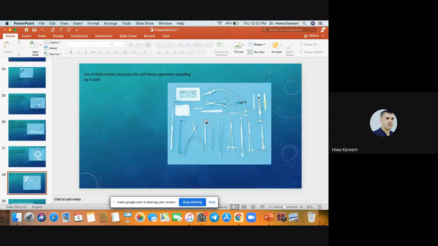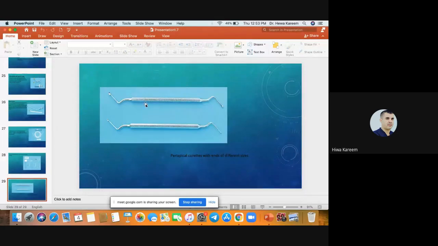And this instrument, curette, is to remove the granulation tissue. This is rongeur for cutting the bone. This is a retractor for retraction of the cheek, and this is Langenbeck retractor also for retraction of the cheek. Suture material, gauze, and this is the periapical curette with ends of different sizes, large end and small end, for curetting the apex when soft tissue is present or for granulation tissue removal.